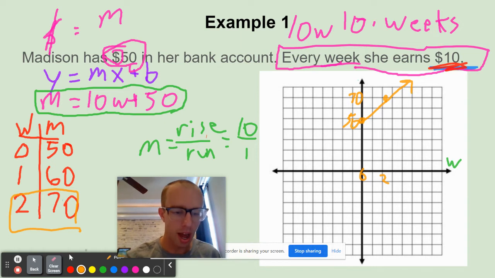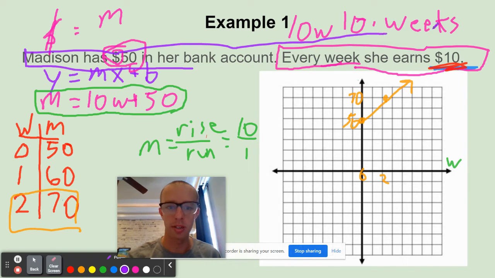So look, I have everything I need. It's a little messy. I got stuff everywhere. But look, we have shown all 4 ways in one place. We have the story, the original story here, right? Madison has $50 in her bank account. She earns $10 each week. I have an equation that represents that same exact story. Her total money is equal to 10 times the amount of weeks plus 50. These are the same things shown differently.